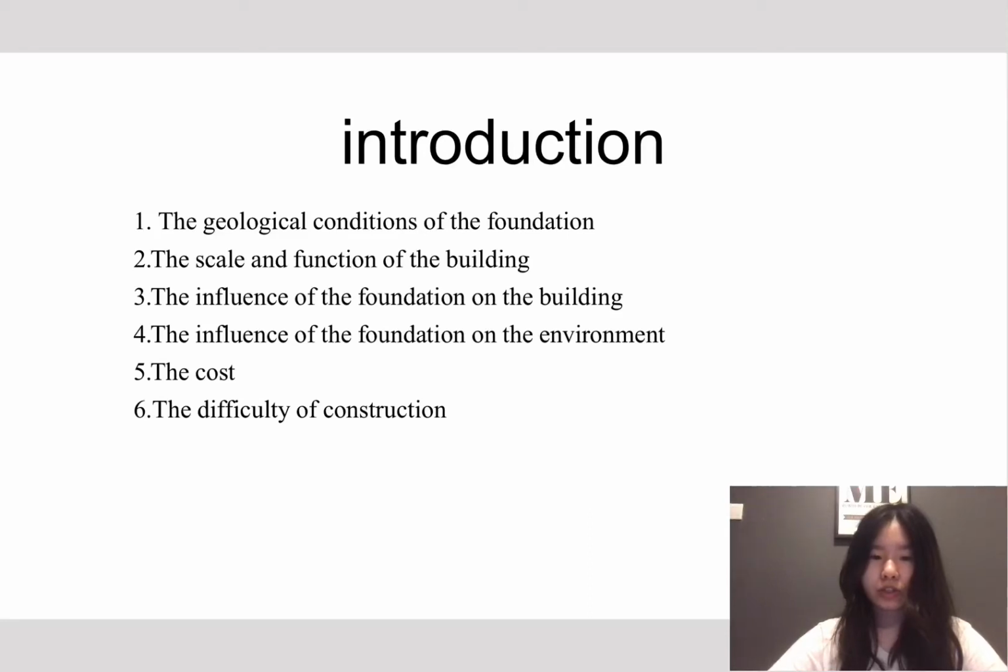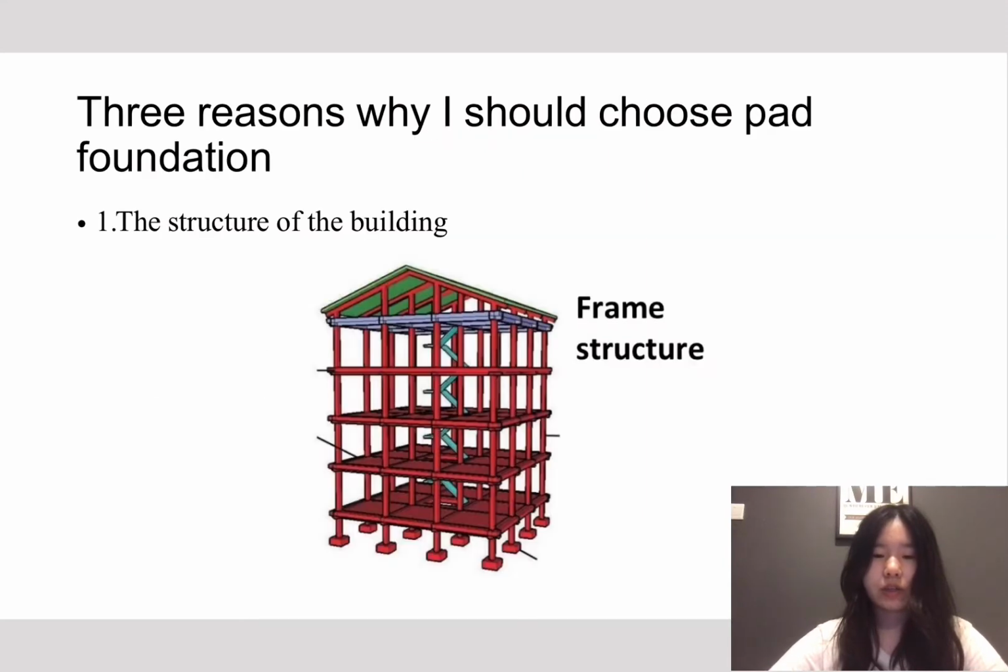In this construction, I decided to use pad foundation. Since the building structure is a three-story house, a pad foundation was chosen. There are many factors that determine the foundation, such as the geological condition of the foundation, the scale and function of the building, the influence of the foundation on the building, the influence of the foundation on the environment, the cost, and the difficulty of construction. The reason why I chose pad foundation is the structure of the building.